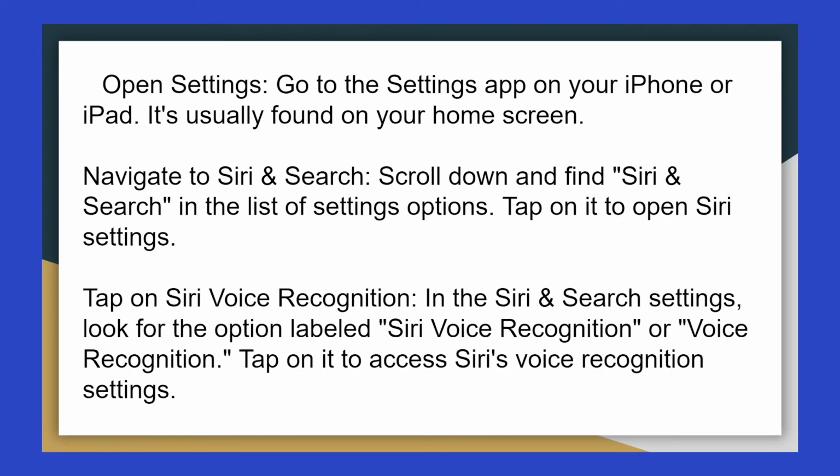Go to the Settings app on your iPhone or iPad. It is usually found on your home screen. Scroll down and find Siri and Search in the list of settings options. Tap on it to open Siri settings. In the Siri and Search settings, look for the option labeled Siri Voice Recognition or Voice Recognition. Tap on it to access Siri's voice recognition settings.